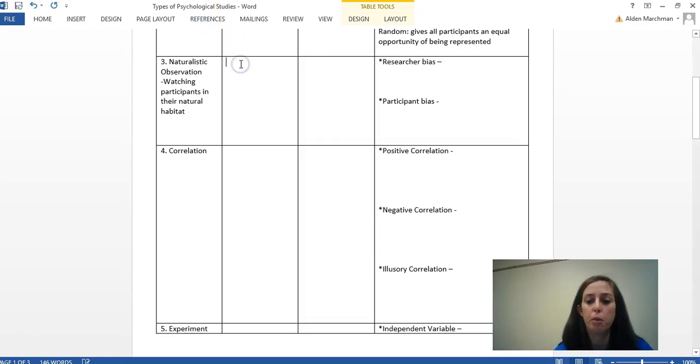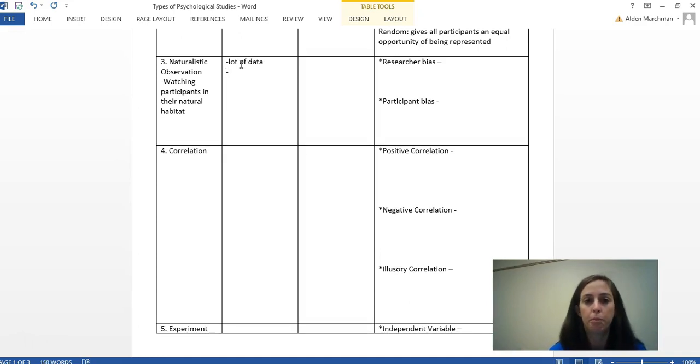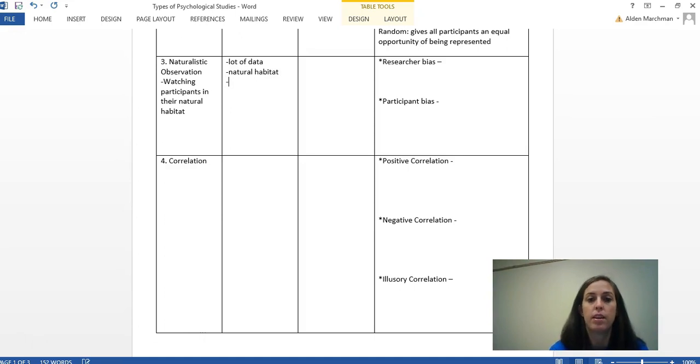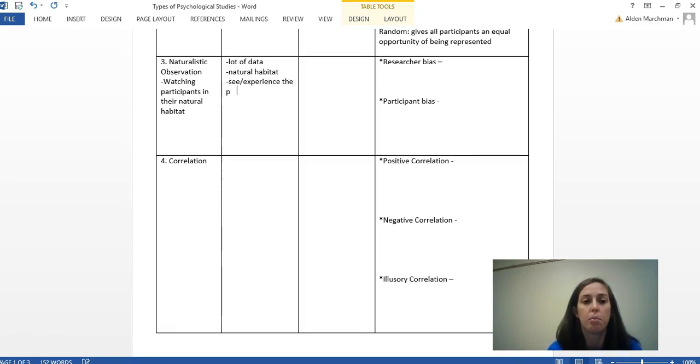Pros. Let's say I go and I want to watch kids on the playground. I go and I watch. I'm going to write down everything I see. It's going to be a lot of information, a lot of data. I'm going to see them in their natural habitat versus like a survey. I'm not going to get to actually see them, right? So I actually get to see and experience the participants.